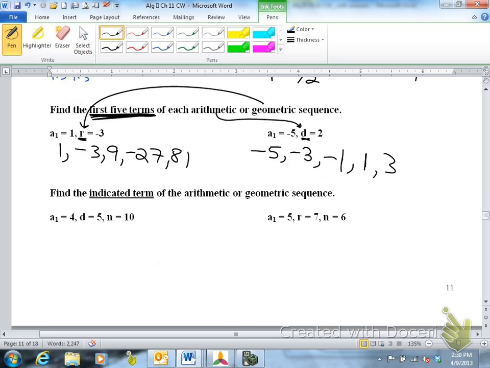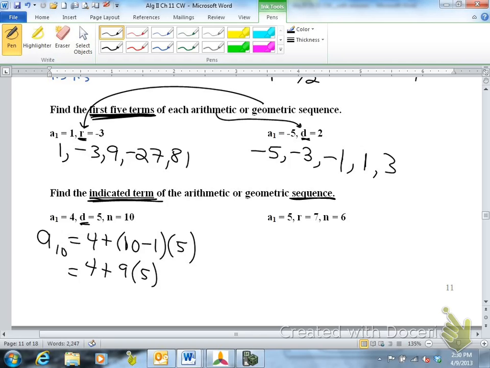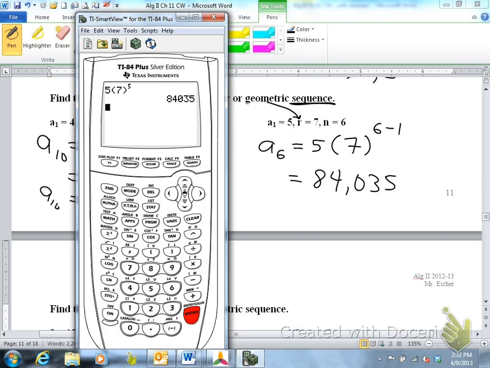Find the indicated term of the arithmetic or geometric sequence. So an indicated term, you should use the sequence formula. And this one has a D, so it's arithmetic. So you have A sub 10 equals 4 plus 10 minus 1 times D. So you have 4 plus 9 times 5, which is 49. 49 is the 10th term in the sequence. And how about you try the next one? Find the indicated term. So the answer is 84,035.